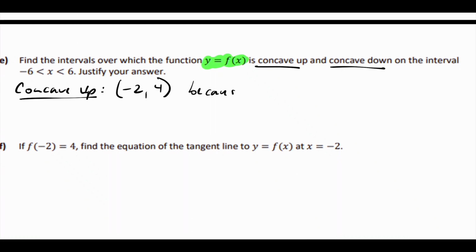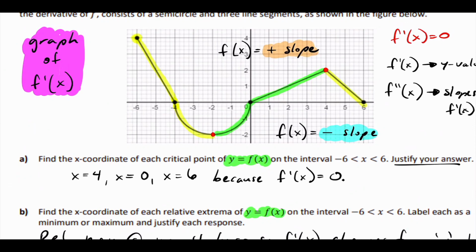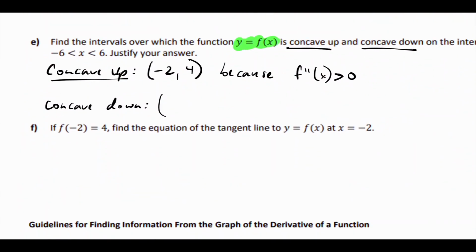Because the second derivative was positive. The second derivative is positive. Concave down had 2 spots. From -6 to -2, and then 4 to 6.